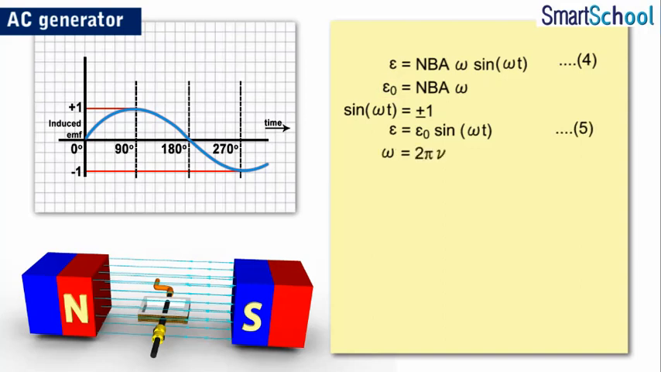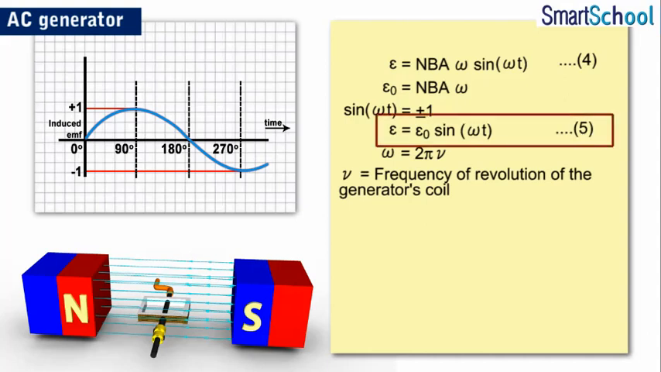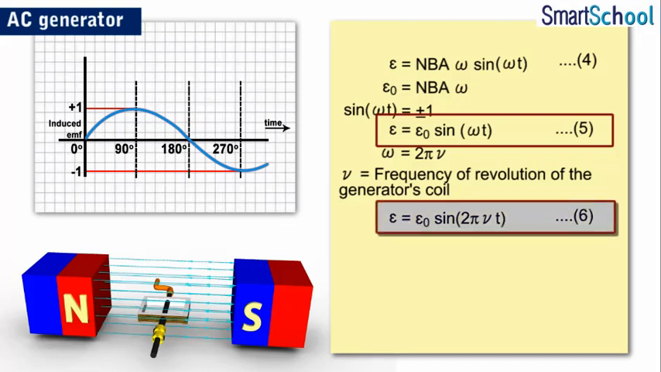We know that omega equals 2 pi nu, where nu is the frequency of revolution of the generator's coil. Substituting the value of omega in equation 5, we get E equals E0 sin 2 pi nu t. Let us label this as equation 6. Thus, equation 6 gives the expression for the instantaneous values of the EMF.